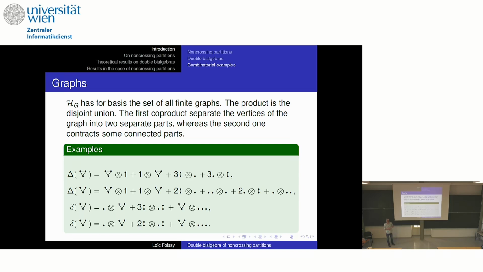The first coproduct is just separating the vertices into two parts. Very simple. It's very easy to see that it is co-associative. It's co-commutative. If you flip left and right, it gives you the same thing.